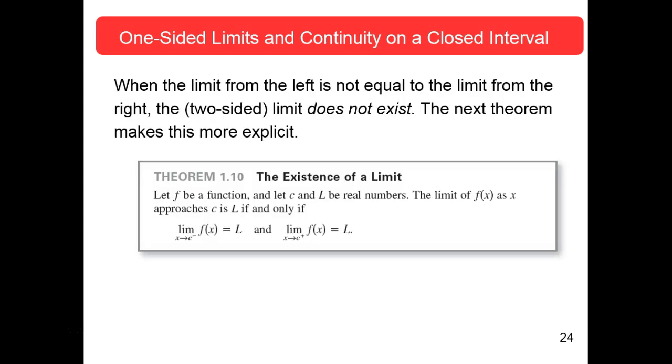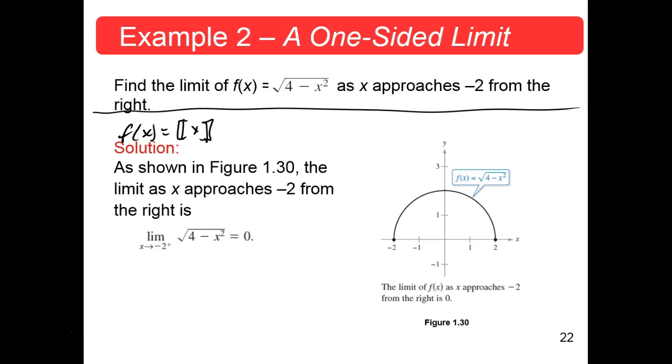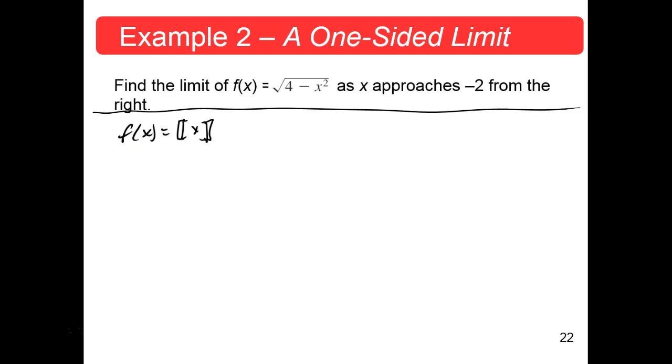Here's what it looks like. No, it isn't. They're not going to show you what it looks like. That's what they left off. Okay. So let me go back. All right. Find the limit of the greatest integer, f of x equal greatest integer in x, as x approaches 0 from the left and from the right.